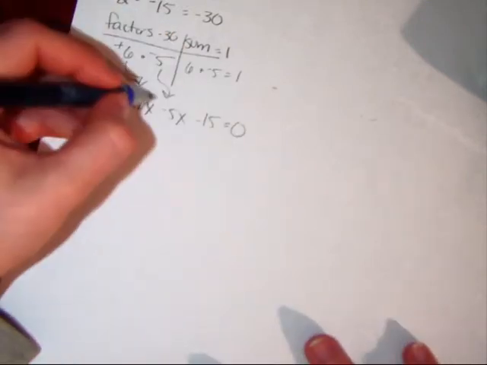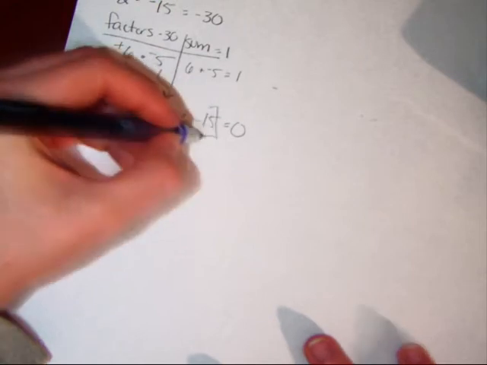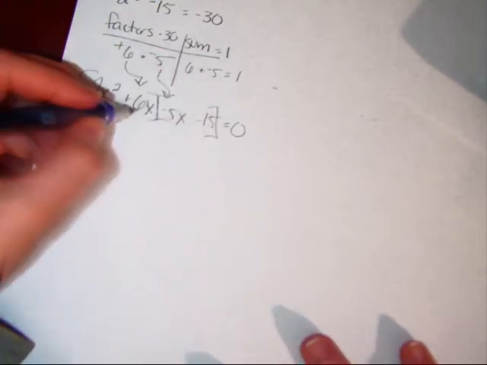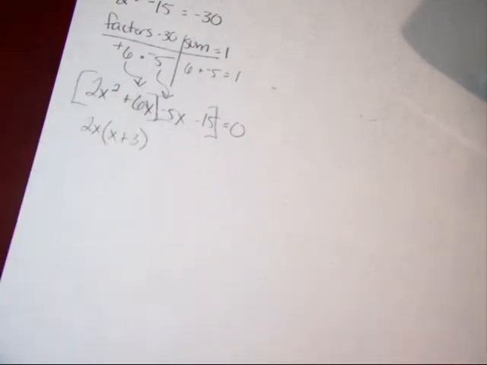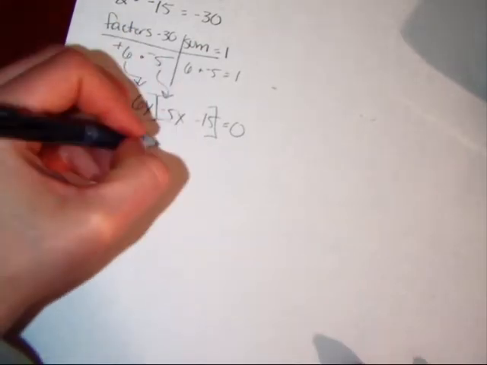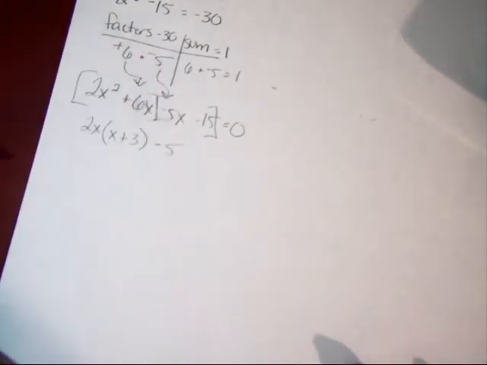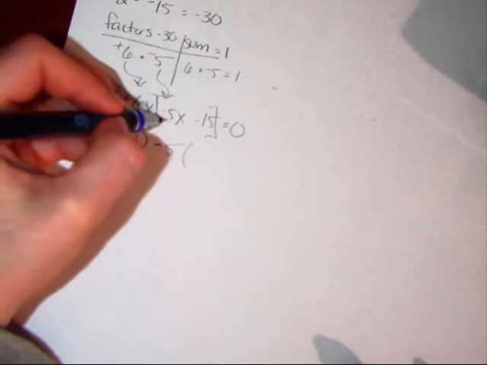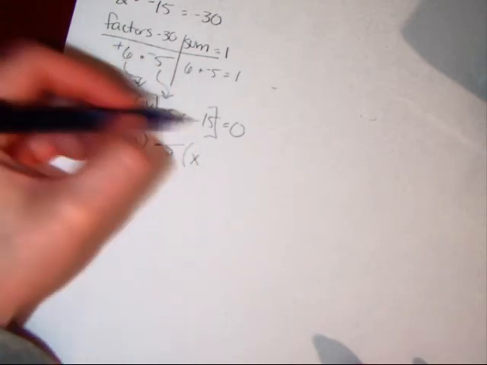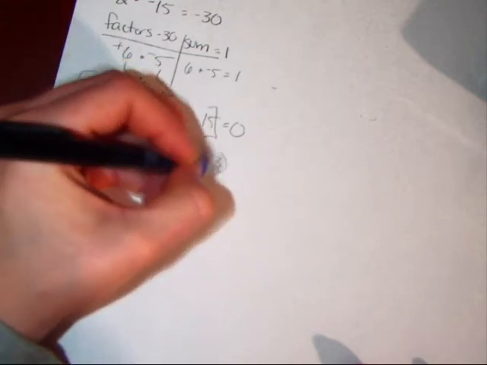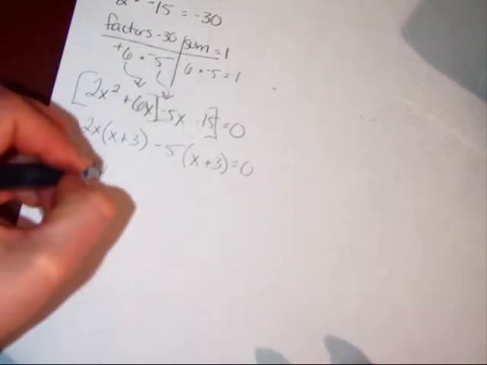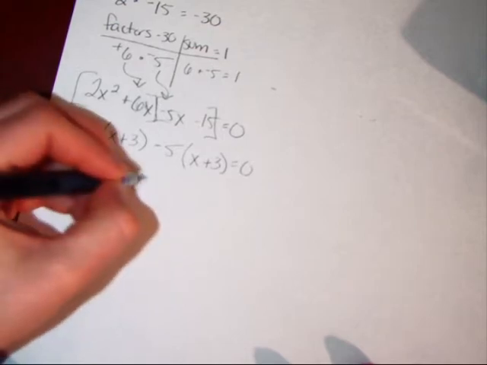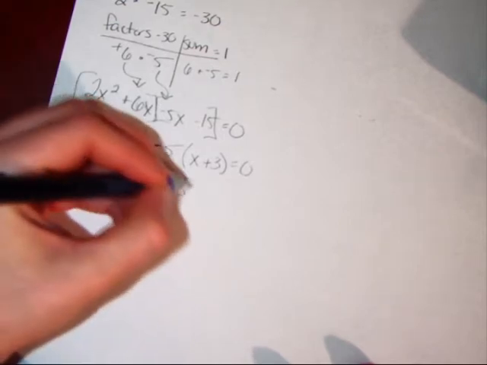Then you group and group. The first two, I can pull out a 2 and an x. I will be left with x plus 3. I divided out a 2 and an x. And the next ones, I pull out a minus 5, because that's what goes into both of them. A negative 5 pulled out of that is an x, and a negative 5 pulled out of that is another positive 3. Look at that, my parentheses match. I pull out an x plus 3, and I leave a 2x minus 5.